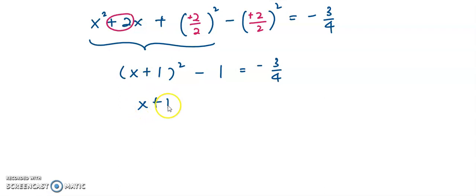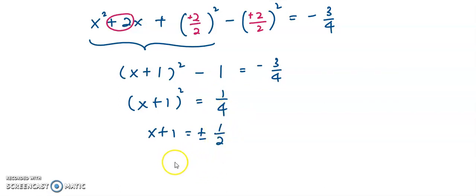So in order to get the x, okay, you add 1 at both sides. You have negative 3 over 4 plus 4 over 4, that is 1 over 4. Okay, in order to eliminate the square, again, I'm taking the positive negative square root of 1 over 4, producing 1 over 2. Then finally, you got x equals positive negative 1 over 2 minus 1.